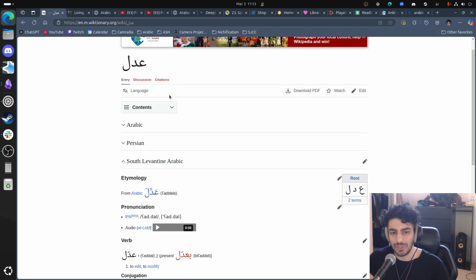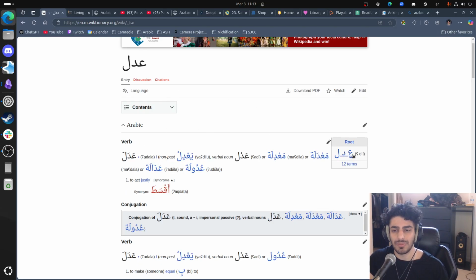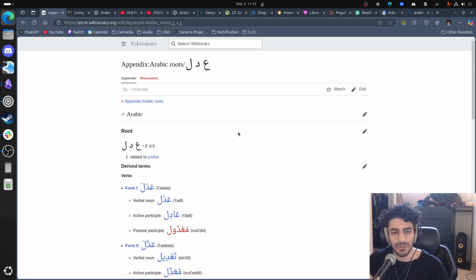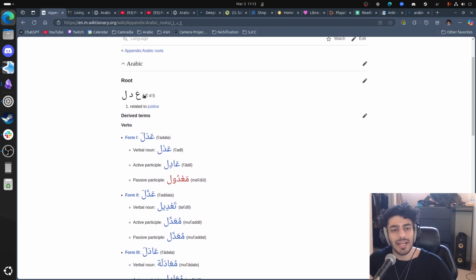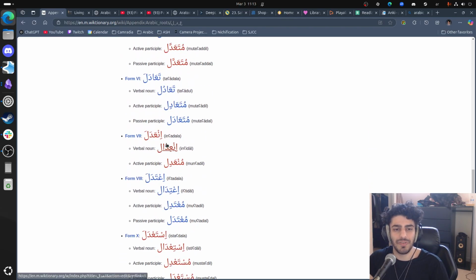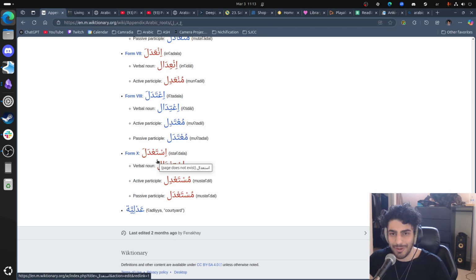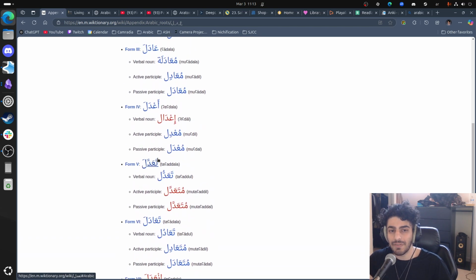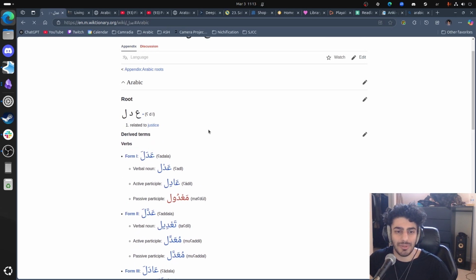It's a language of roots. So what that means is everything kind of revolves around a root. So if we go here to this root, you'll see adal is related to justice. There's a bunch of different ways to play around with this root, and you can get different meanings. So for example, what is the first one?